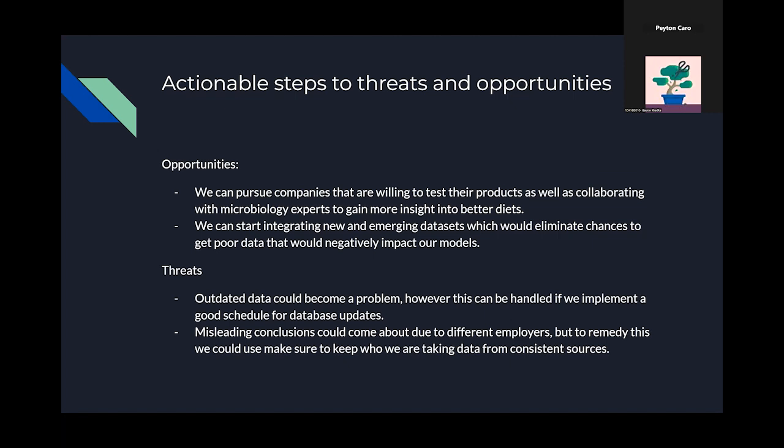Some threats that we'd be able to mitigate is outdated data, a big problem. But we can handle this if we implement a good schedule of constant database updates. Any misleading conclusions would come about just due to different employers, but we could fix this by making sure that who we're talking to is consistent and they're giving us consistent data. But this would lead us right into our conclusion.